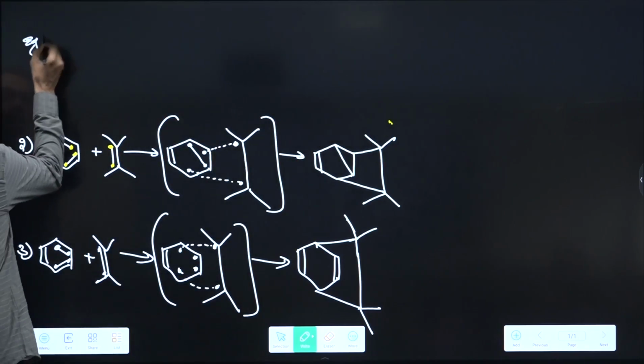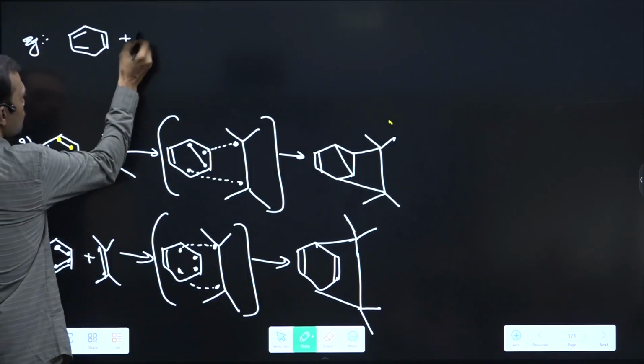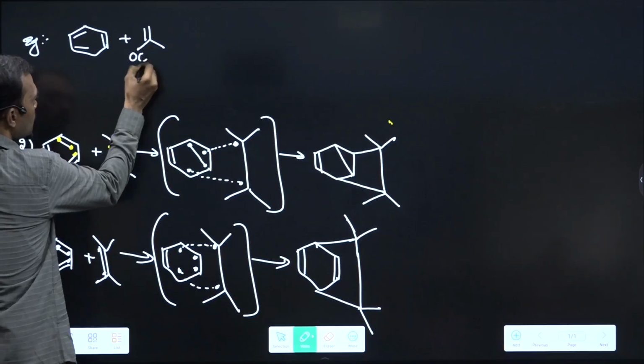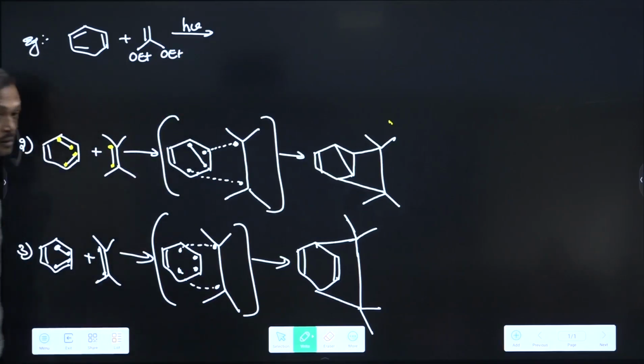See, here I am giving benzene. A normal double bond is given, with OET, OET. Photochemical, what is the answer? If a simple olefin is given, which is predominant: ortho, meta or para? Ortho.